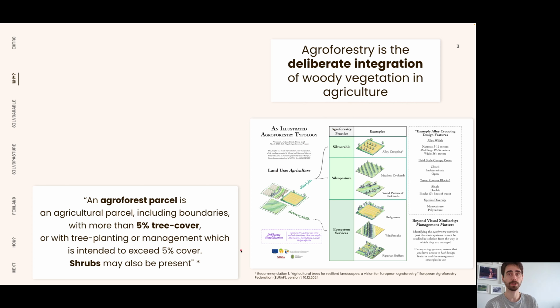One is that there's a lot more words on the left-hand side, but also you can see that we have some numbers and some percentages. By introducing numbers and percentages, we've changed the definition, which is useful for understanding what agroforestry is, into something that could be measured. And this definition that can be measured, which puts a 5% tree cover floor on deciding what an agroforestry parcel is, comes from the first recommendation that the European Agroforestry Federation has made to the Commission for standardizing or harmonizing the definition of agroforestry across EU countries.